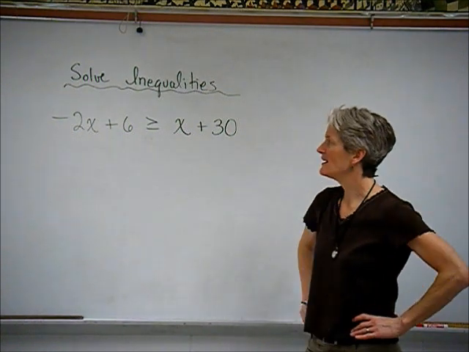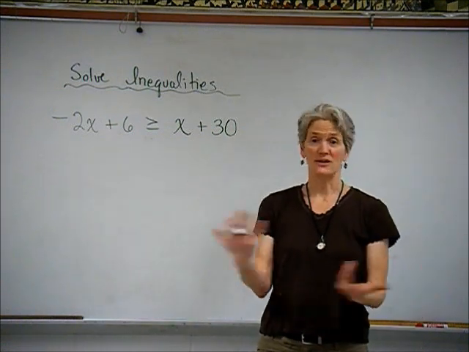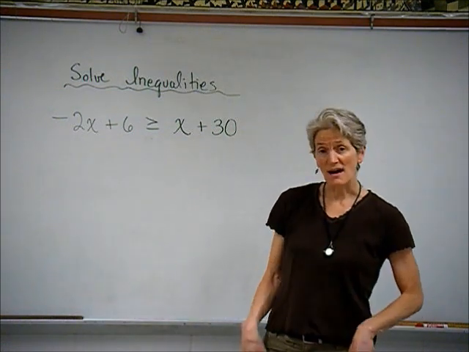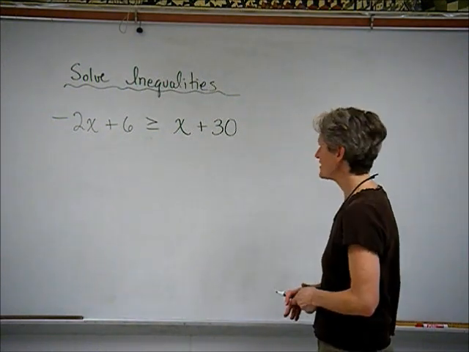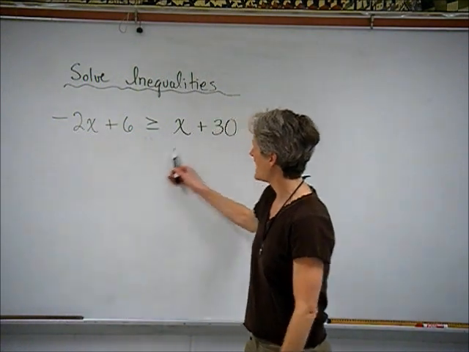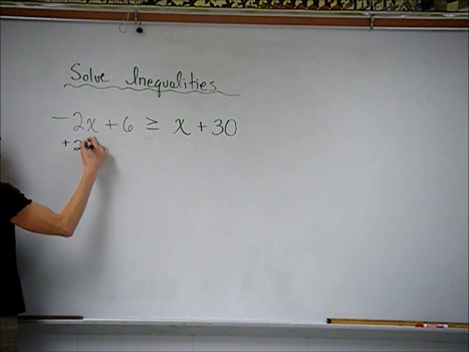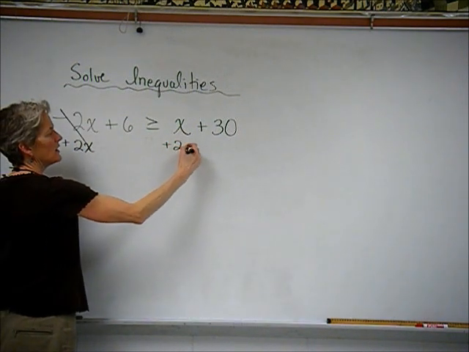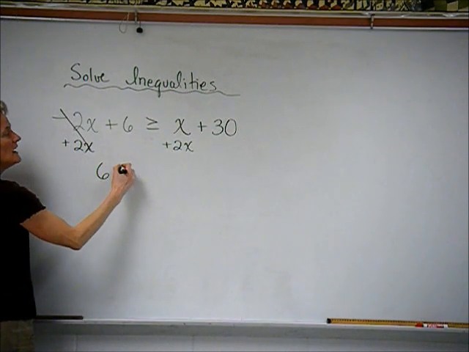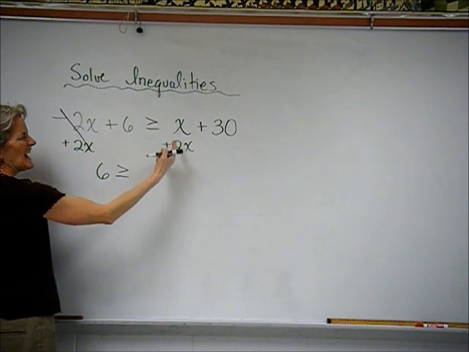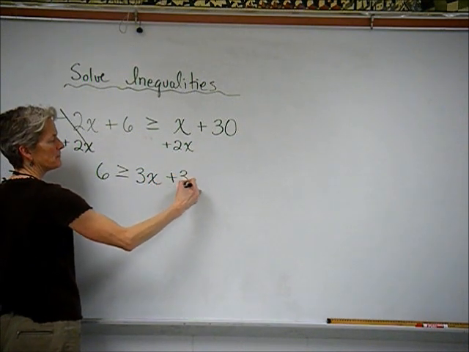All right, so let's try to solve this. It's like an equation in that we get our x's isolated. We get them all on one side. Doesn't really matter what side you gather things on. I think I'm just going to bring that guy over here for fun. So let's add 2x to both sides. There we go. So I have positive 6 is greater than or equal to x plus 2x, which is 3x plus 30.